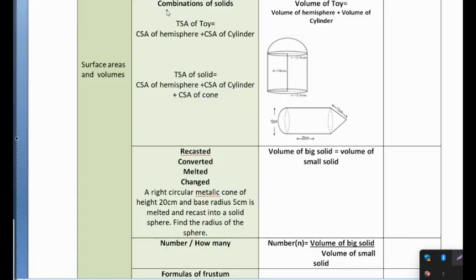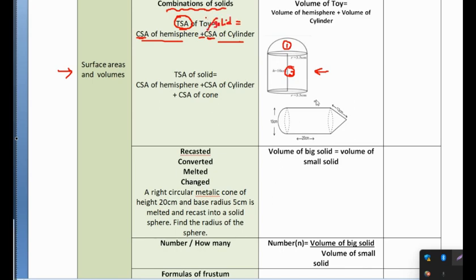You can expect one question from combination of solids from the surface areas and volumes chapter. It is a picture related question. They may ask you to find the total surface area of a solid or total surface area of a toy, whatever the picture is. We have to divide the picture into two parts and add up. So though the question is total surface area, we have to use curved surface area, students. Remember this one. In this case, curved surface area of a hemisphere plus curved surface area of a cylinder gives you the total surface area of the toy.